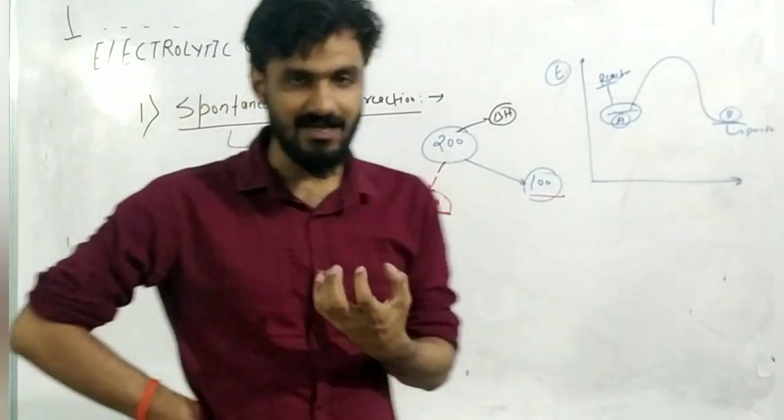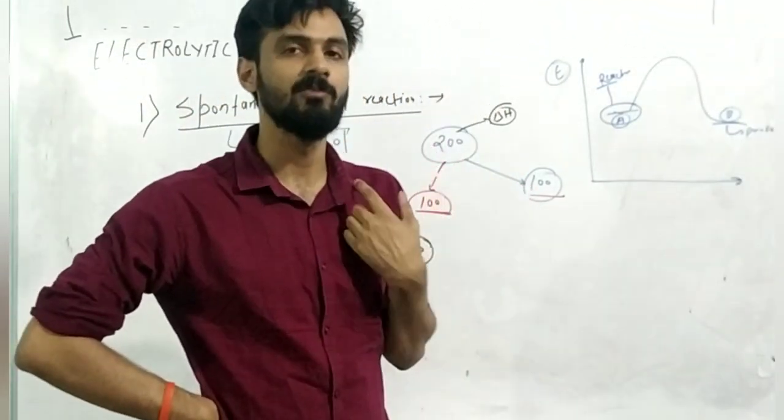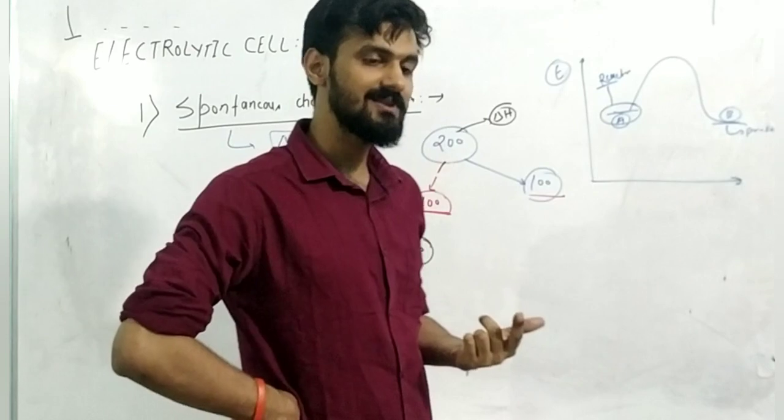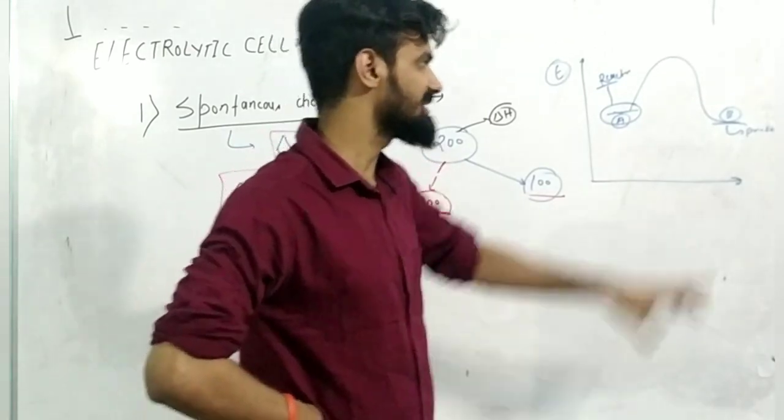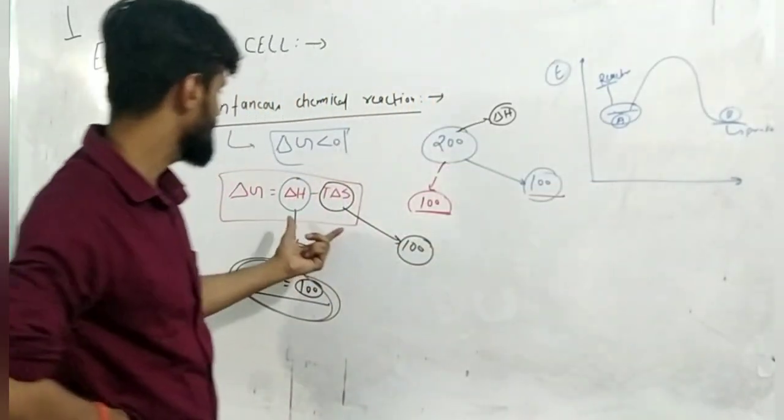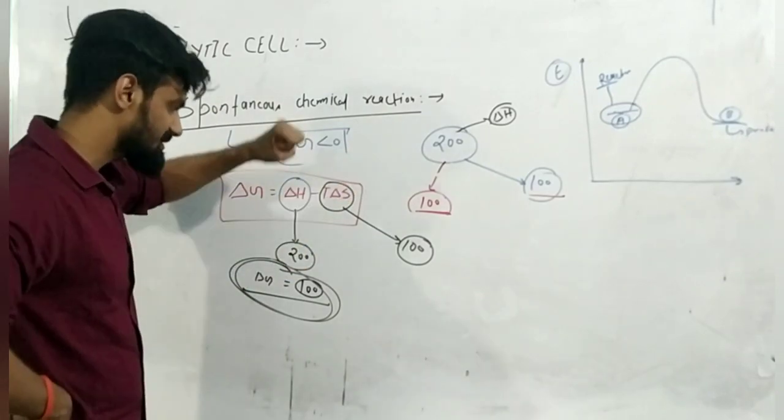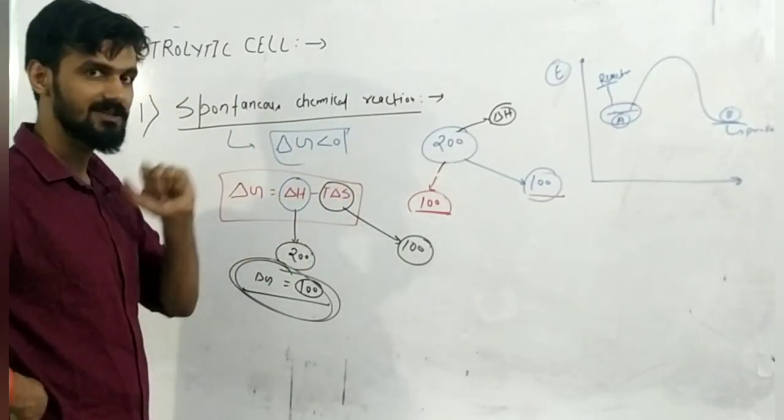It means if a substance has less energy, then that substance will be more stable. So stability is inversely proportional to the potential energy of that substance. The same thing happens here: if a substance has less energy, then that substance will be more stable.